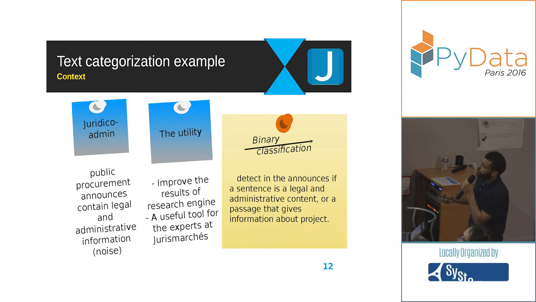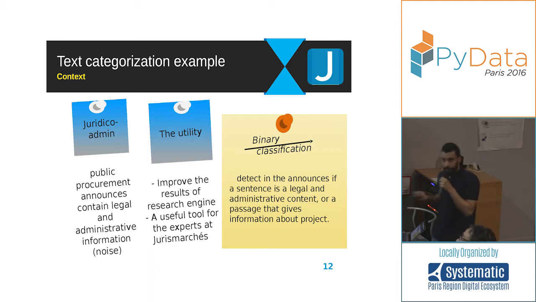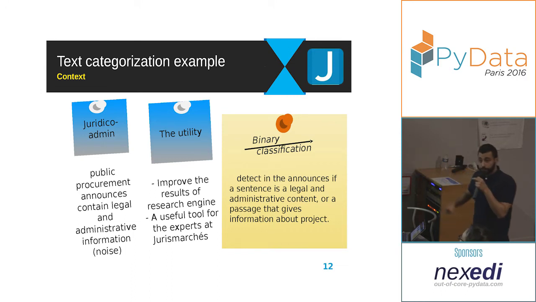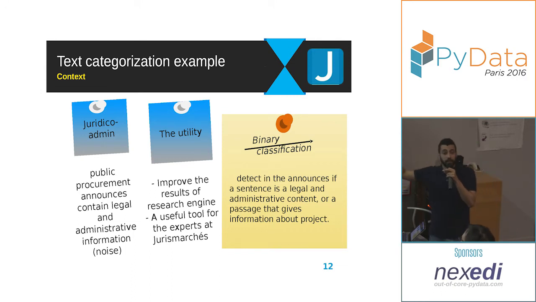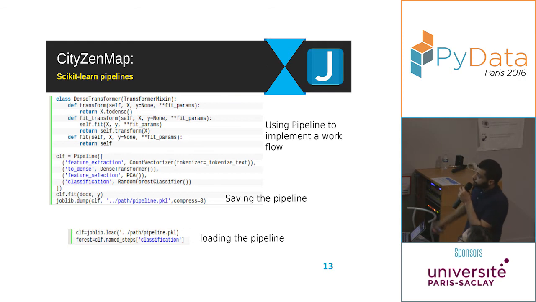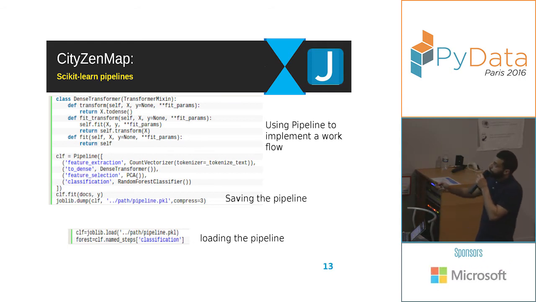To resolve this problem, we need to create an algorithm that detects if a sentence is administrative and legal content, or is just a sentence that gives information about the project. This is a binary classification. I will show you the real algorithm and the real model that we use in production at Jurismarché.